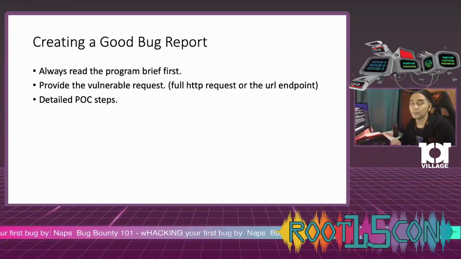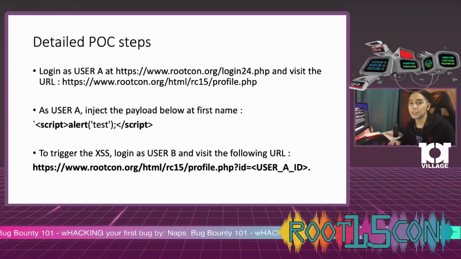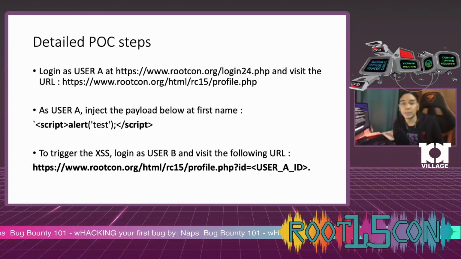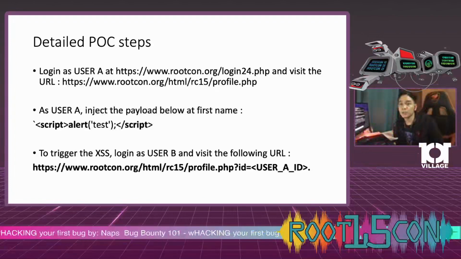So our next pointer is detailed POC steps. Your proof of concept doesn't need to be long steps, but it can be short and detailed. For example, step one: login as user A at http rootcon/login24 and visit this URL. I inserted the login page URL because sometimes there are multiple login pages for each role or each user. So it's a good idea to add URLs where to log in, as mentioned a while ago.